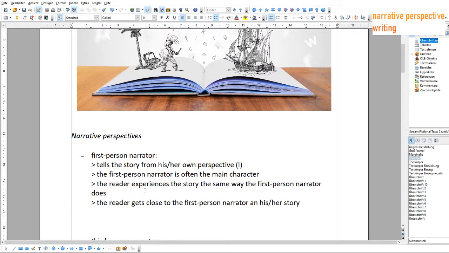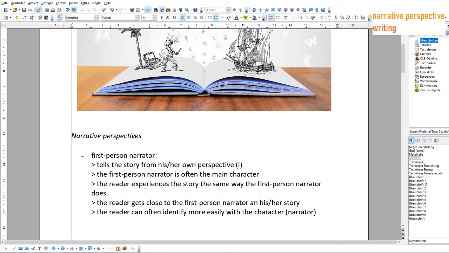So you get really close to the story and you know a lot about what the narrator, or the main character in most cases, is thinking. So you get really close to this person and maybe you can identify more easily with the narrator or with the main character. So with the character, I mean, of course, the character who is telling the story. So the narrator.